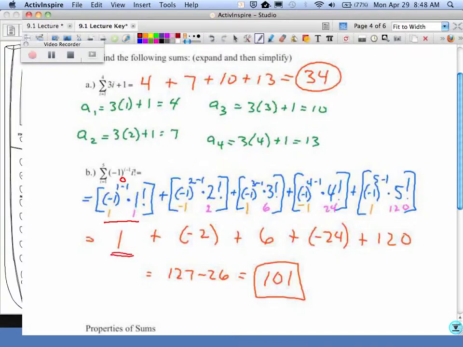Then in the second part, I'm showing you how I did negative 1 to the 2 minus 1, which is really the first power. So what happens when you take negative 1 to the first power? You get negative 1. 2 factorial is 2. My second term is negative 2. Negative 1 squared, because 3 minus 1 is 2. So you get an idea, positive, negative, positive, negative. I turn around and add them all up. Third term, fourth term, fifth term. I get 101.